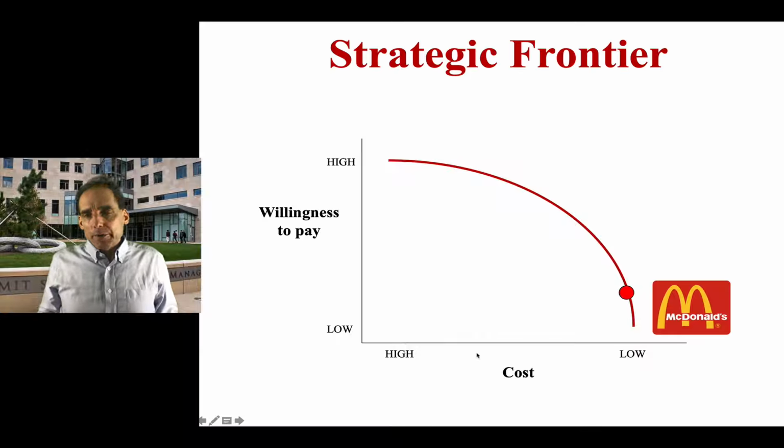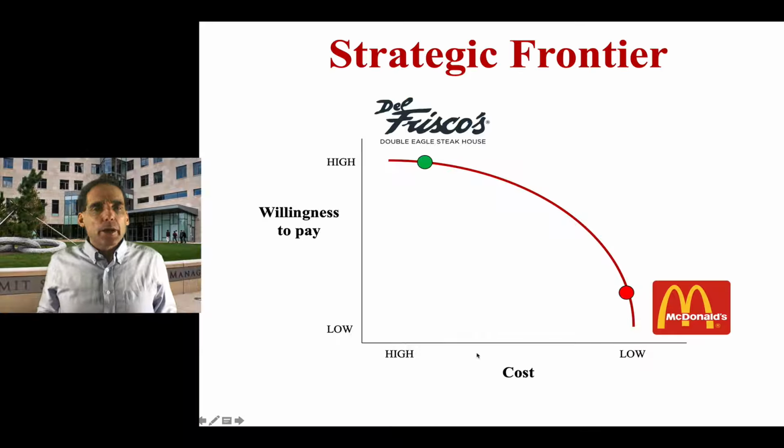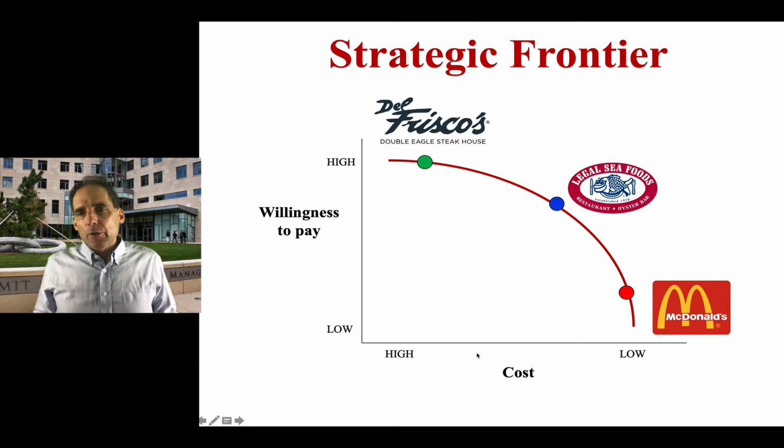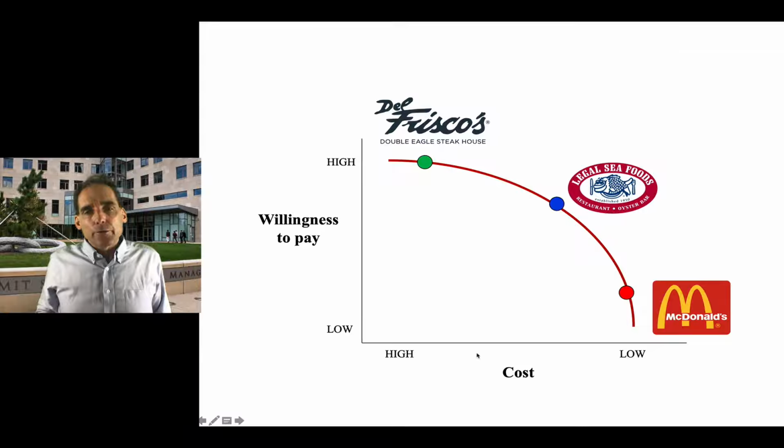And so, McDonald's obviously low cost, low willingness to pay. Del Frisco's at the other end of the curve, a restaurant like Legal Seafood somewhere in between. So that's one choice you face. But important in deciding where you want to position yourself is where are the customers and where are the competitors, right? So customers, like suppliers, face a choice. You want to go out to eat. Obviously, you'd love to have Del Frisco's quality with McDonald's prices, but that's not on offer. So you have to choose from the options available on the strategic frontier.